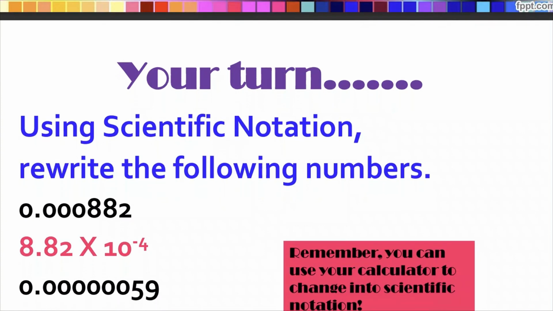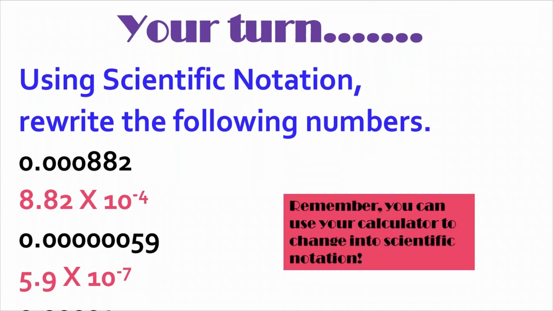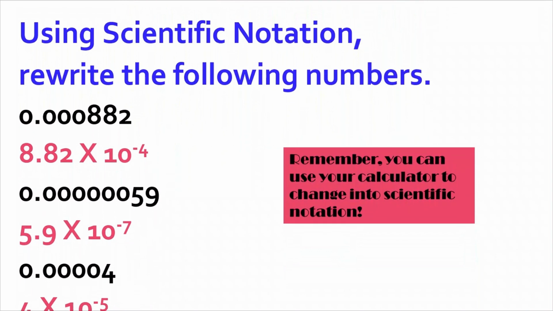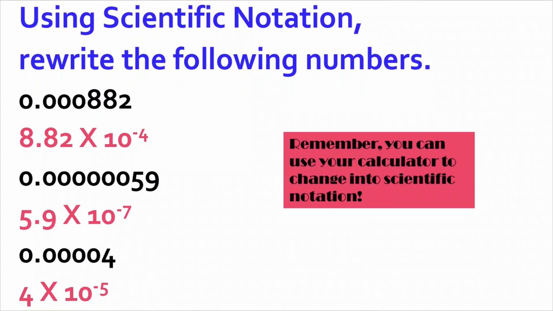Okay, let's try this example. 0.00000059, decimal after 5, and count from 5 to 0. How many digits are there? 1, 2, 3, 4, 5, 6, 7. So my answer should be what? 5.9 times 10 raised to the power minus 7. Similarly here, 4 times 10, and count from 4. 4, 0, 1 is 4, so it should be minus 5.